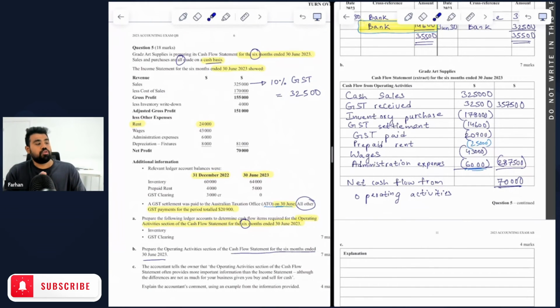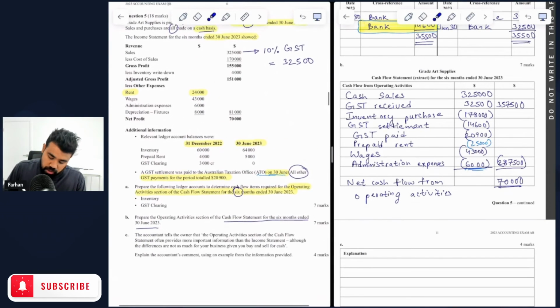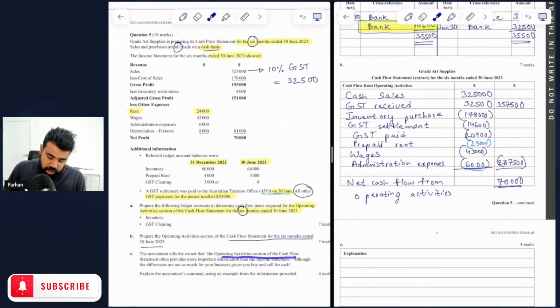Okay, so we have taken care of part A and part B, so let's move on to part C. The accountant tells the owner that the operating activities section of the cash flow statement often provides more important information than the income statement, although the differences are not as much for your business given you buy and sell for cash. Explain the accountant's comment using an example from the information provided. Okay, so how can we answer this question so that we can get 4 out of 4?